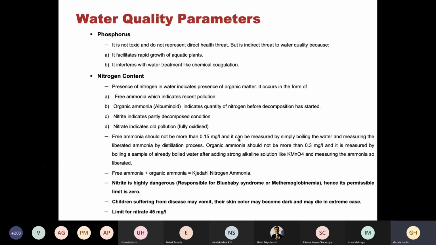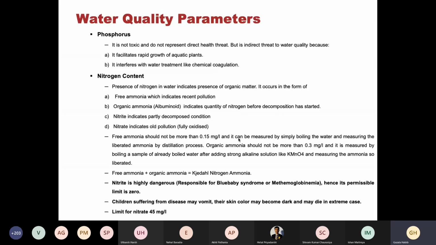Free ammonia should not be more than 0.15 mg per liter, and it can be measured by simply boiling the water and measuring the liberated ammonia by the distillation process. Organic ammonia should not be more than 0.3 mg per liter, and it is measured by boiling a sample of already boiled water, and ammonia is removed after adding a strong alkaline solution, that is potassium permanganate. This is potassium permanganate, right?